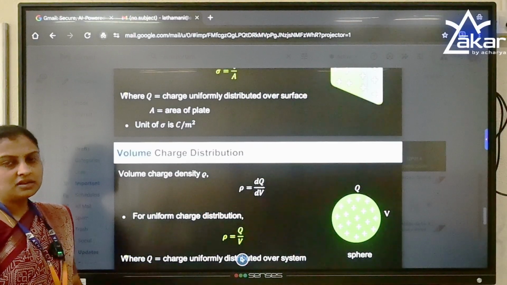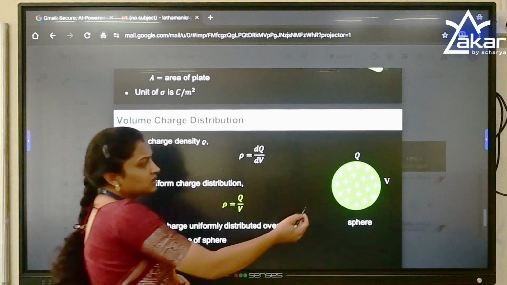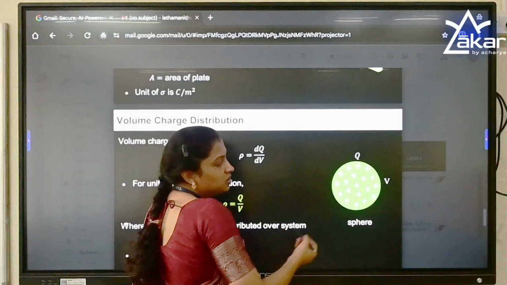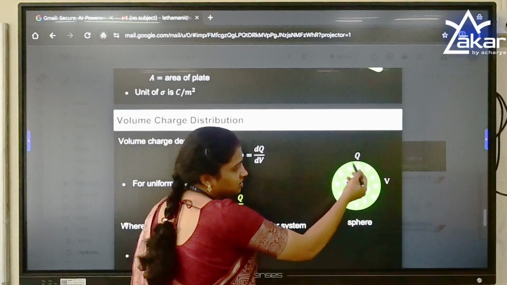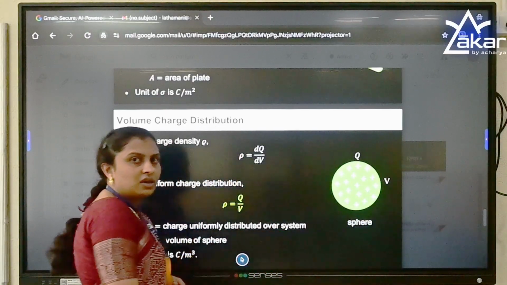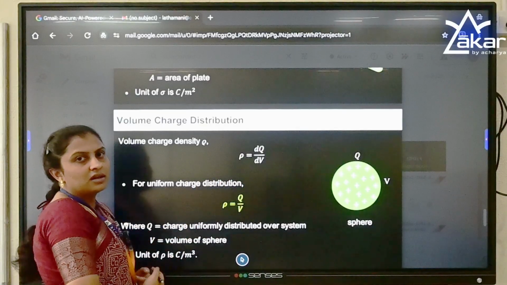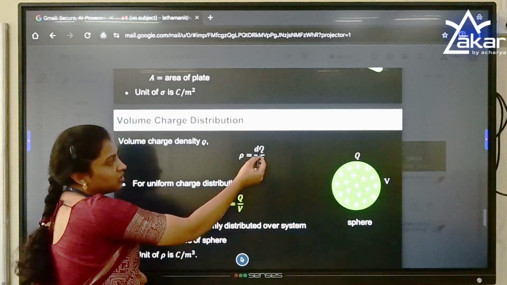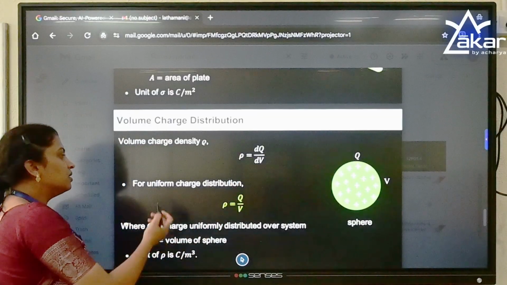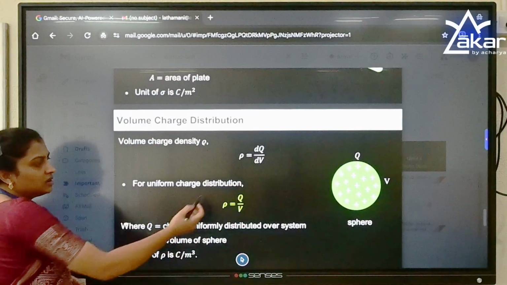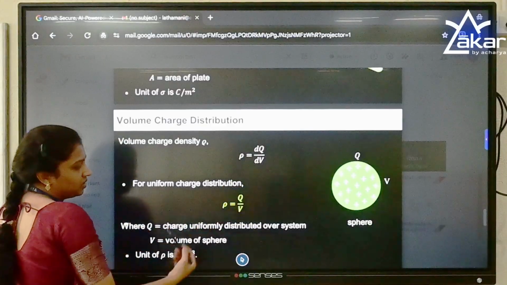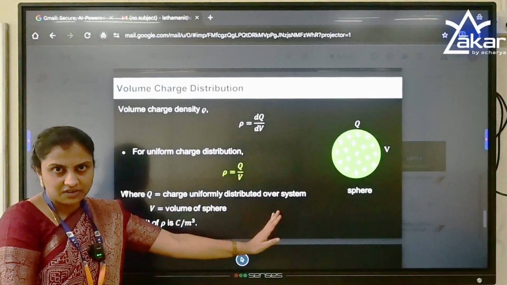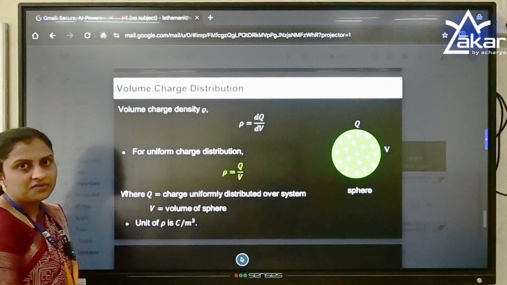Here we have chosen a sphere. In this uniformly charged continuous charge distribution, here also we have to choose the volume of the sphere. It is denoted by rho. Rho is equal to dq by dV. Then for uniform charge distribution, rho is equal to q by V, where Q is the charge uniformly distributed and V is the volume of the sphere.